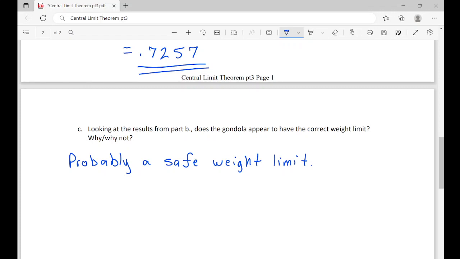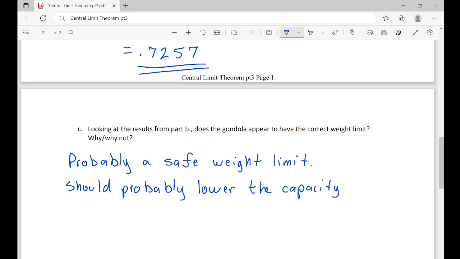So what should probably be done? Well, they should probably lower the capacity of riders. Maybe down to like 7 or 8, but the weight limit appears to be safe. I would say that you should probably lower the capacity of riders to make sure that you don't exceed it.